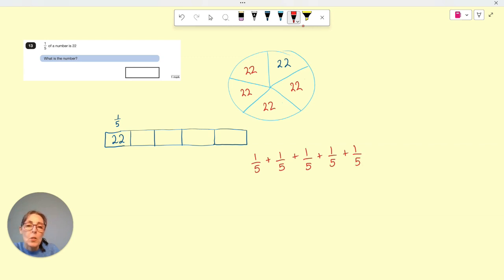So 1/5 plus 2/5, 3/5, 4/5, 5/5. And if you had, say, a pizza that was cut into 5 parts and all 5 parts were eaten, how much of the pizza is eaten? The whole pizza. Okay. So here we've got this as well.